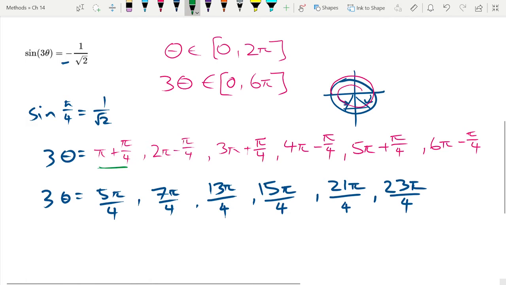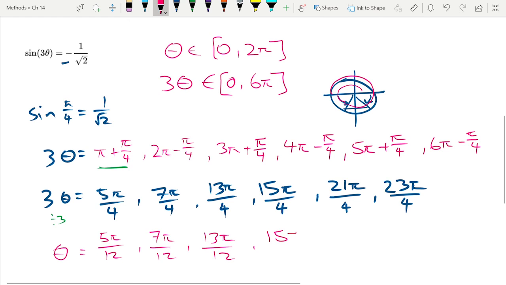So the last step here is now to divide both sides of the equation by 3, so we've got to divide each of these fractions, 5 pi on 4, 7 pi on 4, 13 pi on 4, we're going to divide all of these by 3, which means that we're going to actually multiply the denominator by 3. So our final solutions would be 5 pi on 12, 7 pi on 12, 13 pi on 12, 15 pi on 12, and 21 pi on 12, and 23 pi on 12.